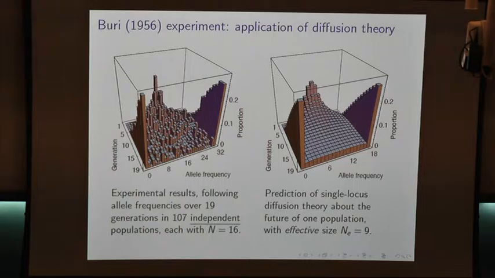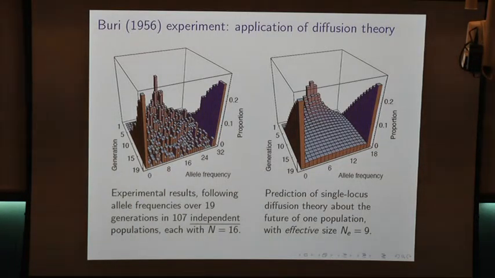And there should be about 50% of each of them, because this is a neutral genetic marker. And that's what happened. And then in the middle, toward the end of the experiment, there's a somewhat flat-looking surface there of populations that are still segregating these two alleles. And over on the right-hand side of this graph are predictions of single locus diffusion theory about a future of one population. So the way a classical population genetic model works, or a diffusion model, is that you start with a frequency p, in this case 0.5, and you predict forward in time a probability function, a distribution over the frequencies of where it will be at some future time.